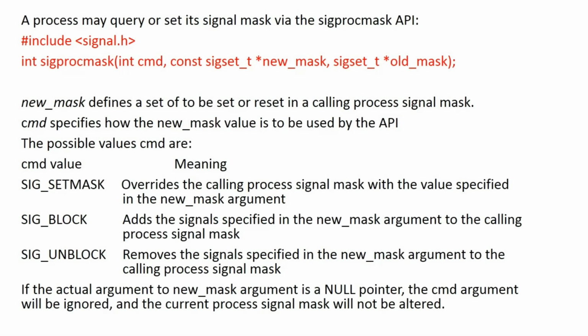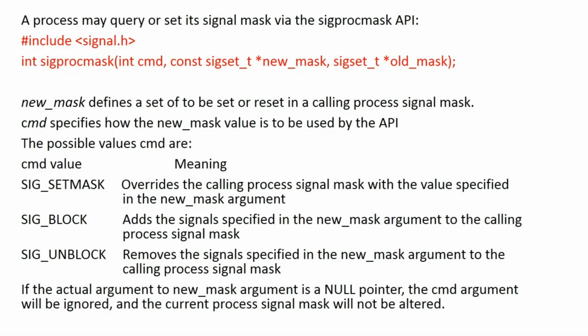For the API prototype, you need to use the header file signal.h: int sigprocmask. The first argument is int command, the second is const sigset_t *new_mask, and the third argument is sigset_t *old_mask. So here there are three arguments of the API sigprocmask. New mask defines a set to be set or reset in a calling process. Command specifies how the new mask value is to be used by the API.